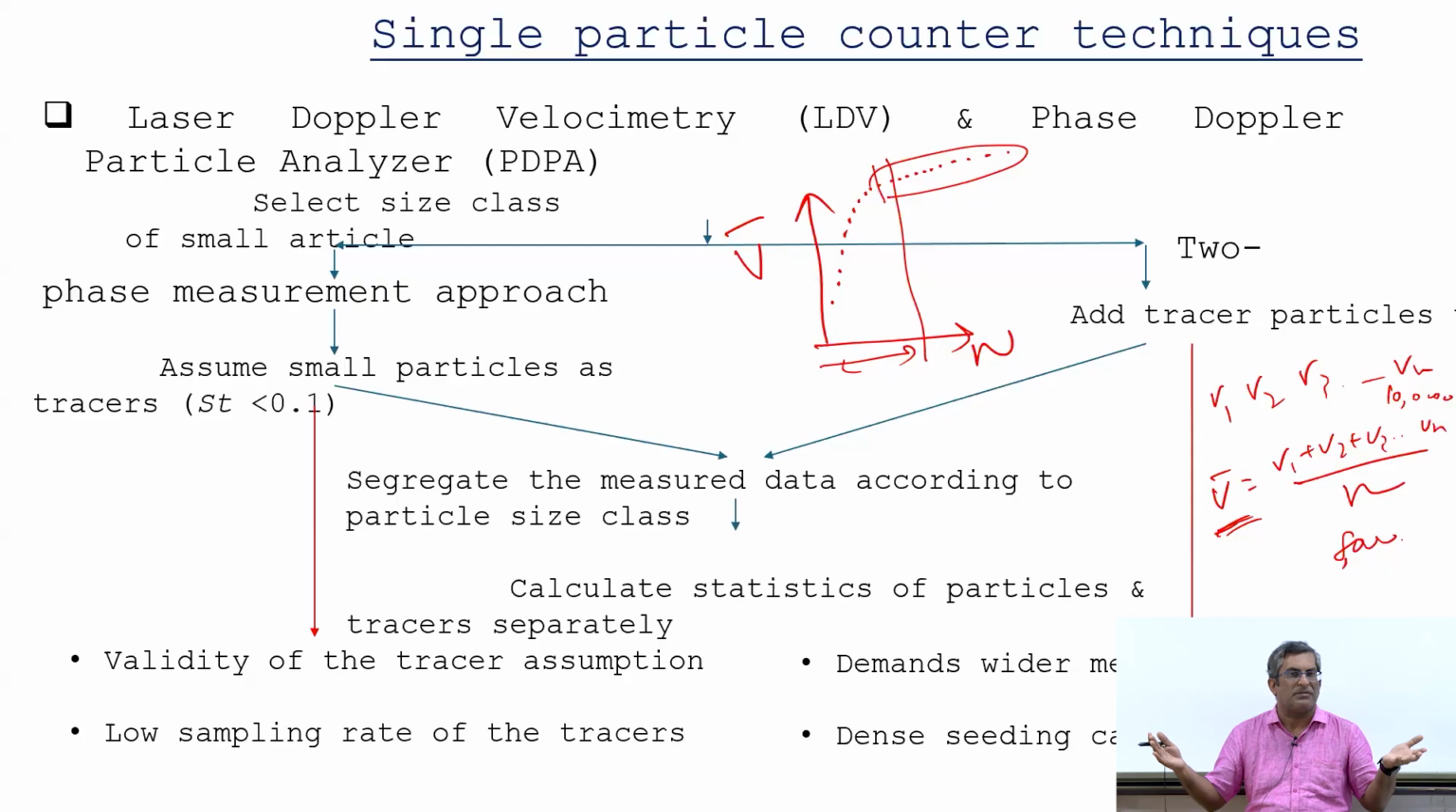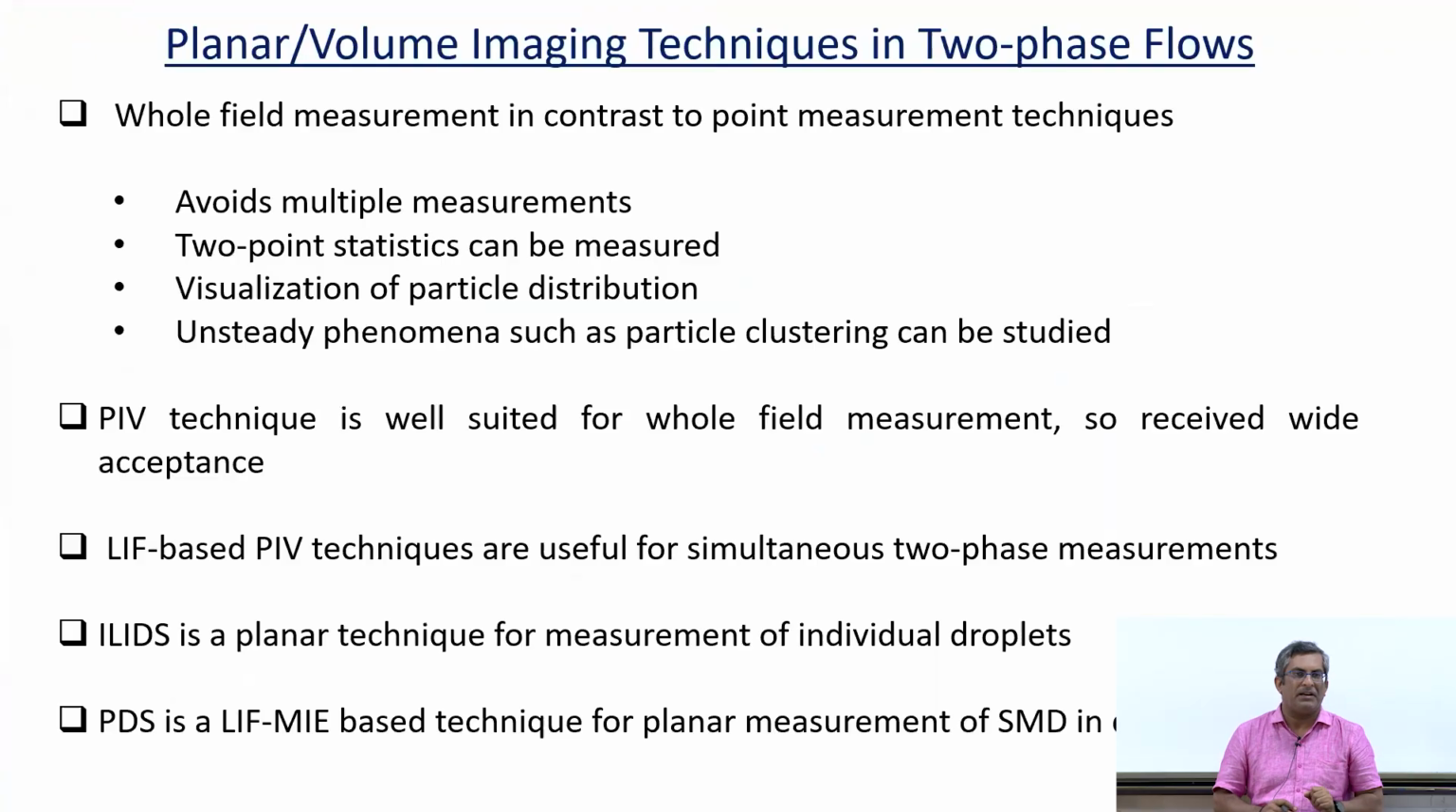Planar or volume imaging techniques, which are also called whole field measurement techniques. So from point measurements to volumetric measurement or planar measurement. Planar measurement means you take measurement in one plane. Volumetric measurement means you take measurement in one volume. So you imagine you get the velocity at all points in one plane, or at different points within a volume. This is in contrast to, for example, LDV, which can give you the velocity at one point only.